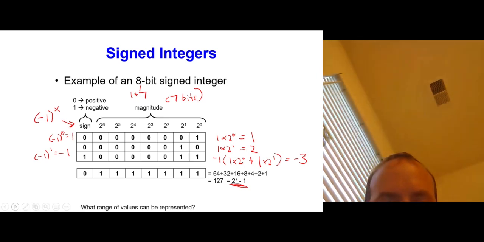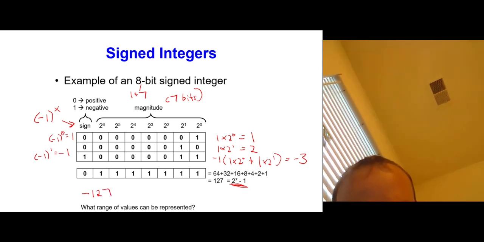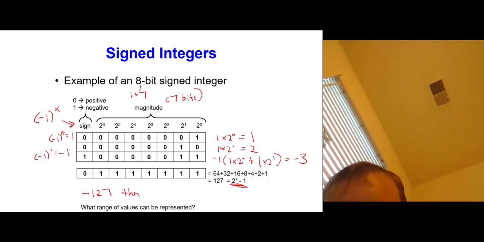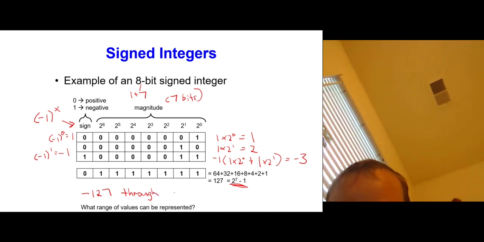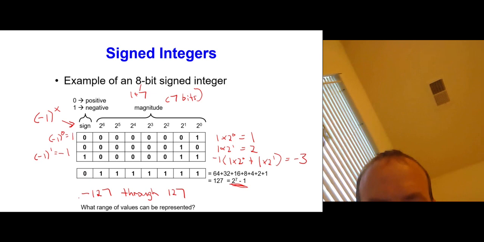So what range of values can be saved in this system? Well, 127 was the largest, and then the most negative would be -127. If all of these were 1s, we could get 127 as shown here, or if this value was 1, that'd be -127. So we can get values -127 through 127. We can't store numbers that are bigger than this range because we're only saving 8 bits.